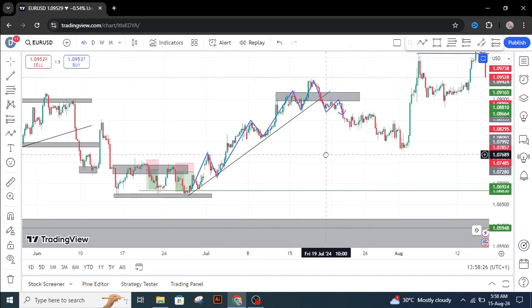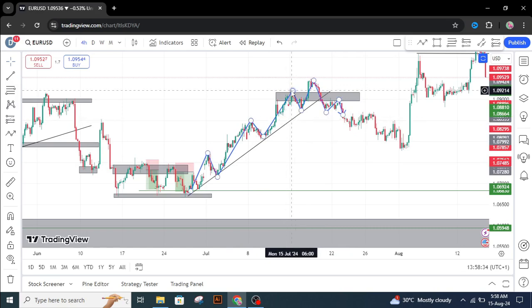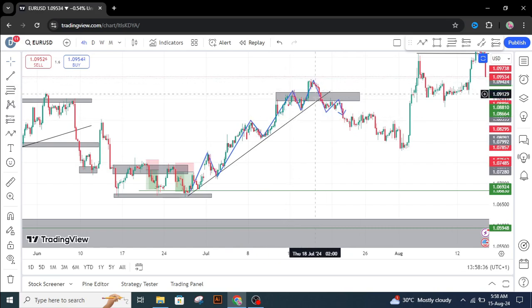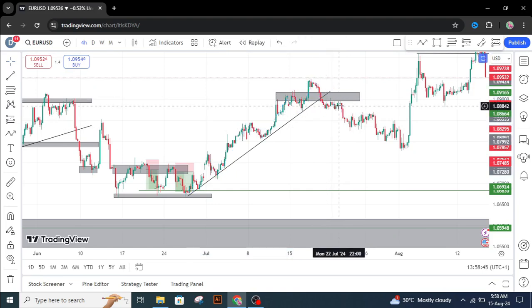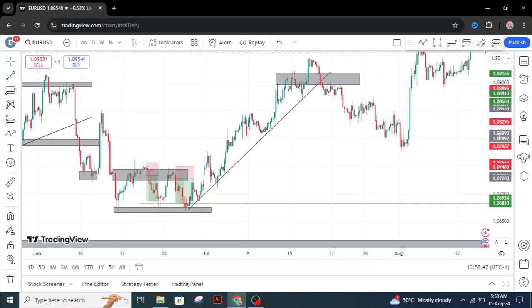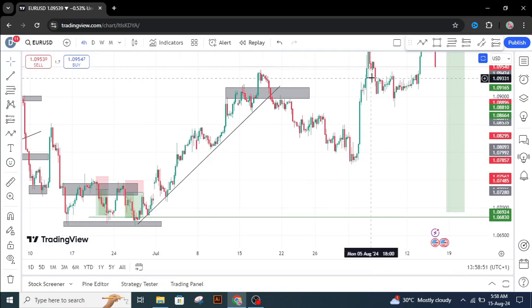Okay, let me do it this way. Just like the reverse head and shoulder pattern, you can see this is the head and shoulder pattern. This is the first shoulder, this is the head, and this is the second shoulder. So at the second shoulder, you want to look for an entry. That is when you want to take your trade. As you can see, the market gave some kind of downward movement before the direction of the market changed.